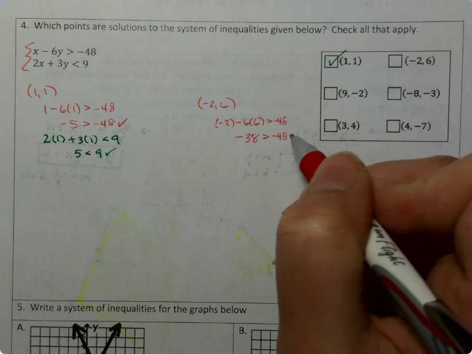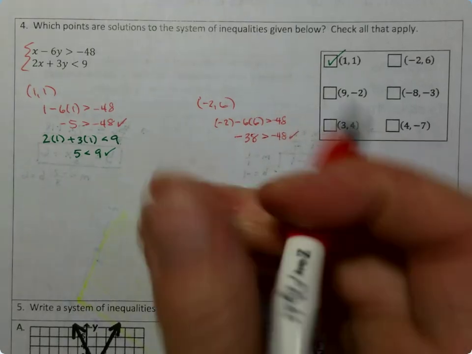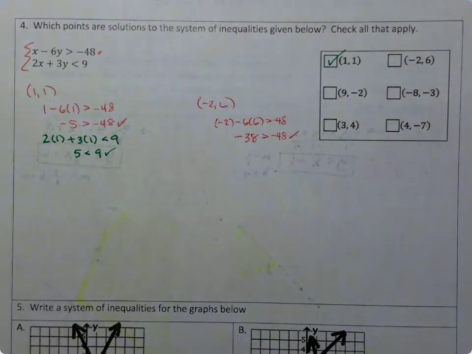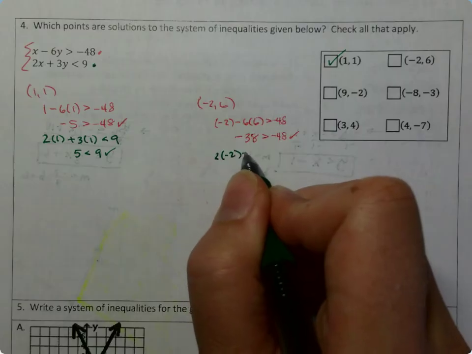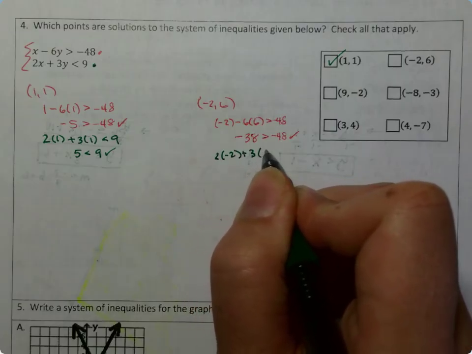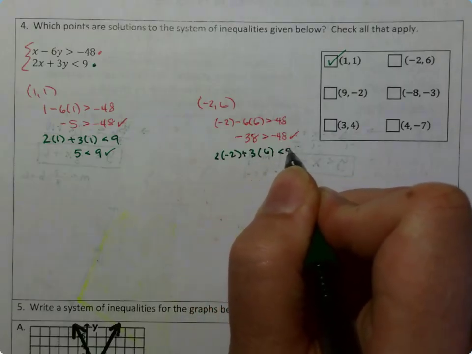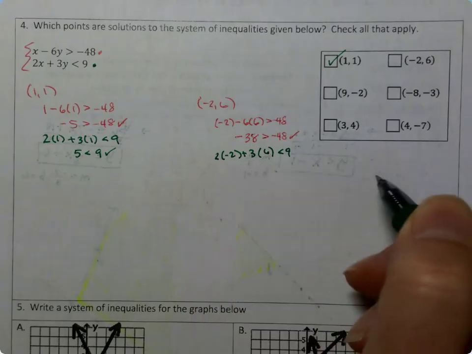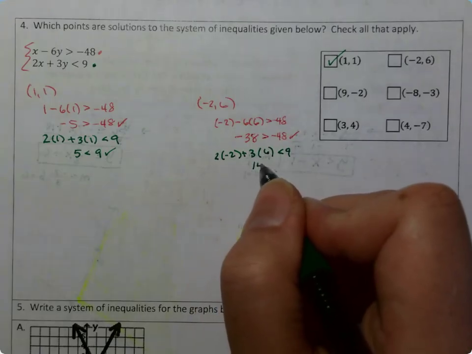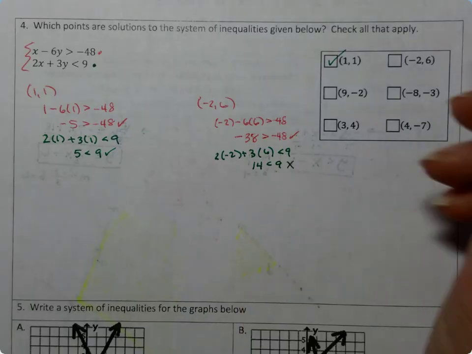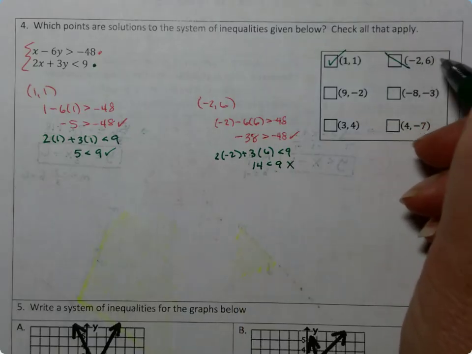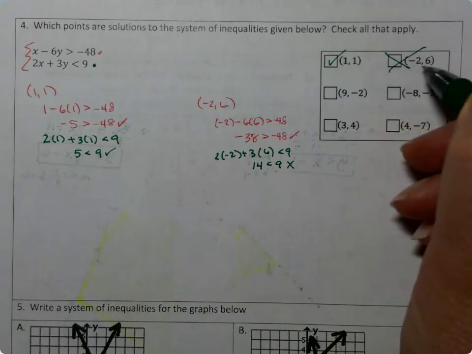So it works in the first one. Now let's check the second. So I'm doing the first equation in red, and I'm doing the second equation in green. So when I go to plug it in here, it's 2 times -2 plus 3 times what? 6? Okay, that's -4 and 18, which is 14, is not less than 9, is it? Okay, so it doesn't work. I'm just going to cross it all off.